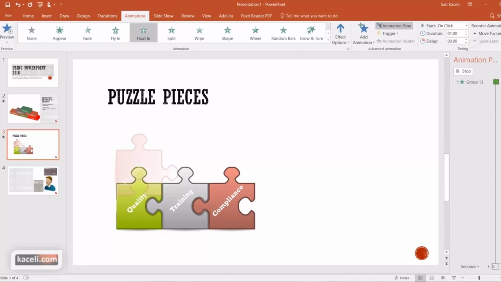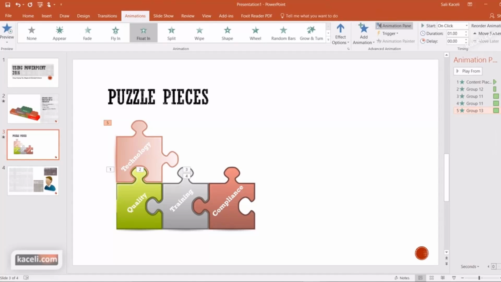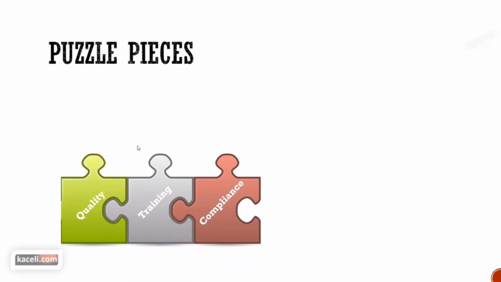You can further customize the animation here for each one of them so that they float in from a certain direction. Now if we go to present this, we have the title of the slide. Then we are presenting that online education should be based on quality and focus on quality, then focus on training, focus on compliance, and the focus on technology. And you can keep on building this to your liking.